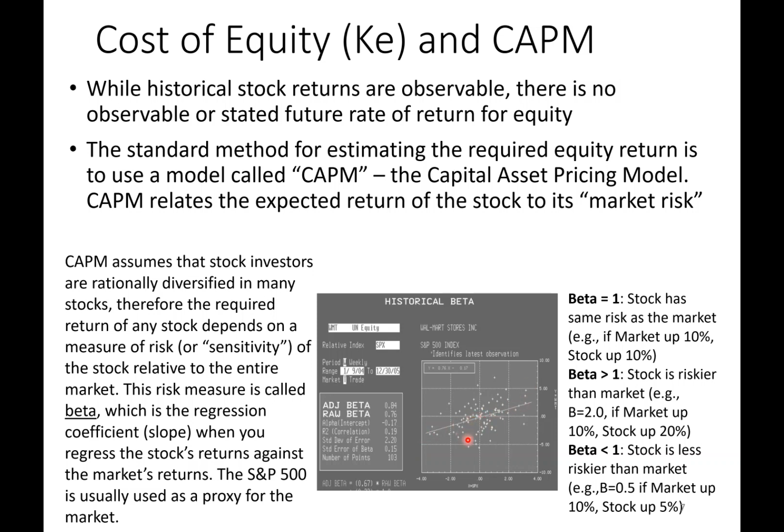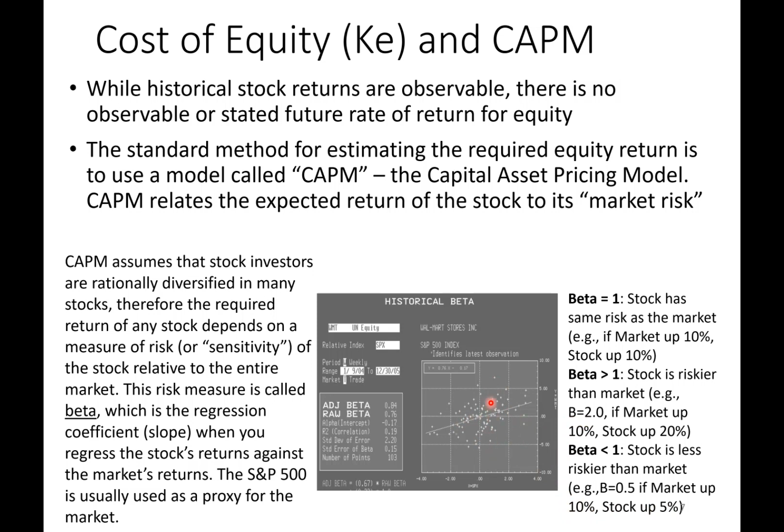Now, a beta of 1 says that the individual stock, Walmart, would have about the same risk as the market. In other words, when the market's up 10, the stock is up 10. Now, if you had a beta greater than 1, say the beta was 2, that means if the stock market's up 10, the individual stock is up 20. And if you had a beta of less than 1, say 0.5, that says when the market's up 10, the stock is only up 5.